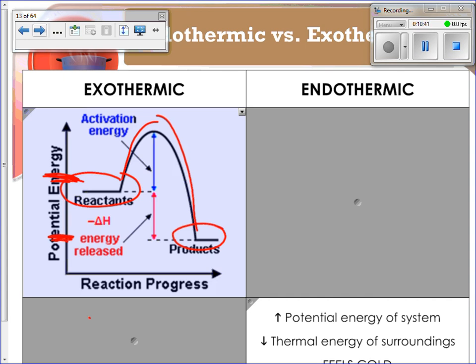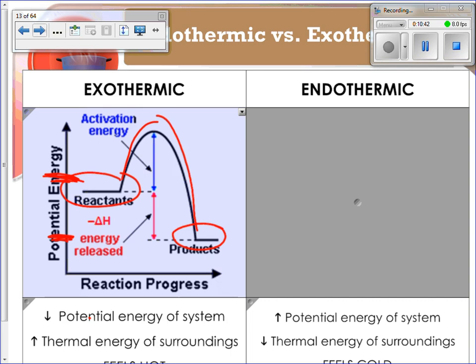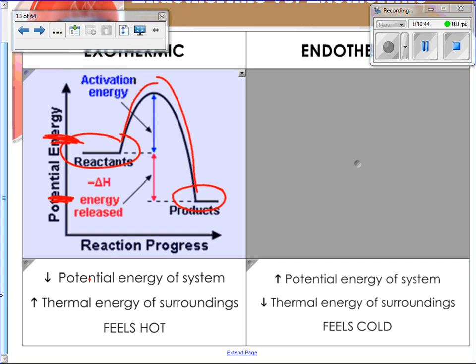And if we show you this down here, potential energy of the system went down, and the thermal energy of the surroundings went up. And so it's going to feel hot, which is why when you put your hand on the side of a beaker that's in an exothermic reaction, it feels warm to the touch.